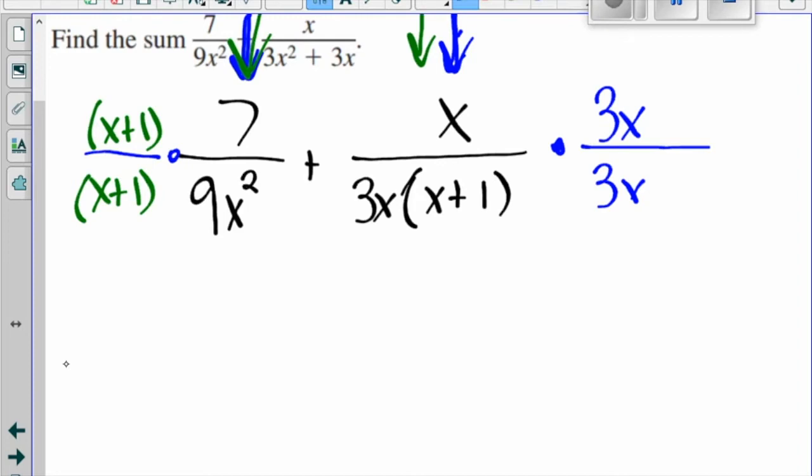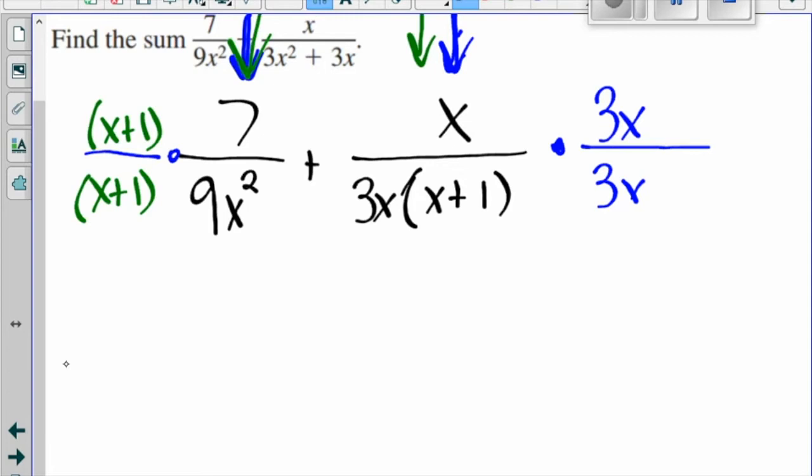So this is kind of making sense a little bit, liking this a little bit better than just doing least common multiple. Because if we're looking at this from a pure mathematical standpoint, we would have figured out the least common multiple on the side, and then seen, okay, what do I need to do to 9x squared to get to that least common multiple? What do I need to do to 3x times x plus 1 to get to that least common multiple? I like this way better.